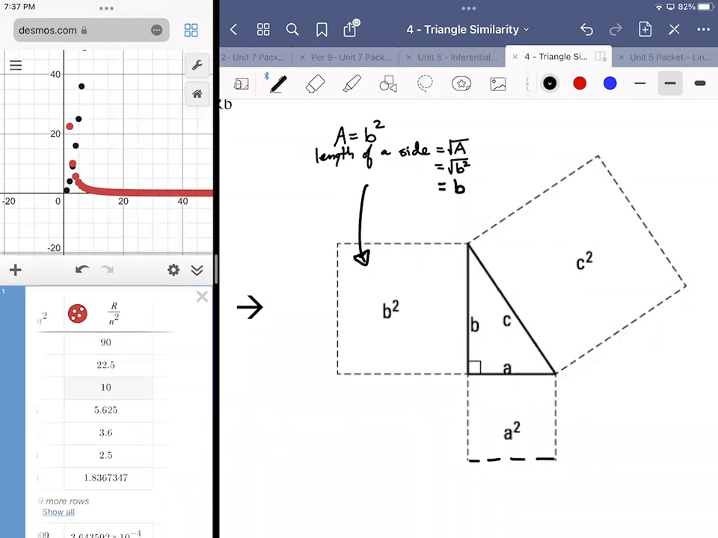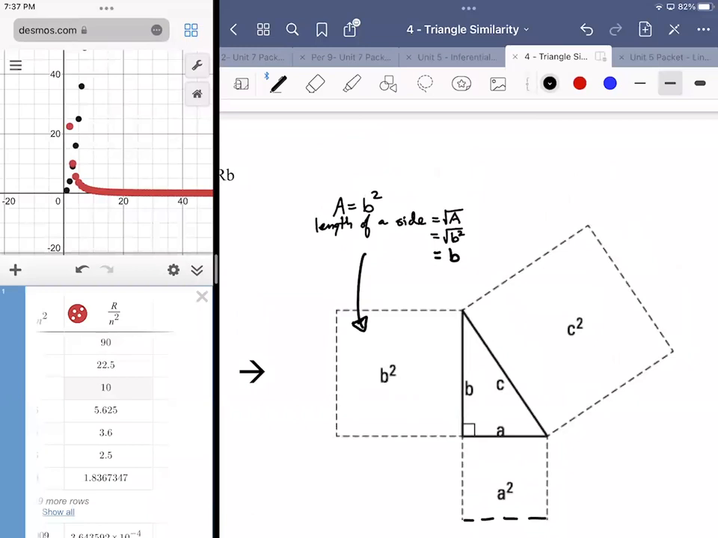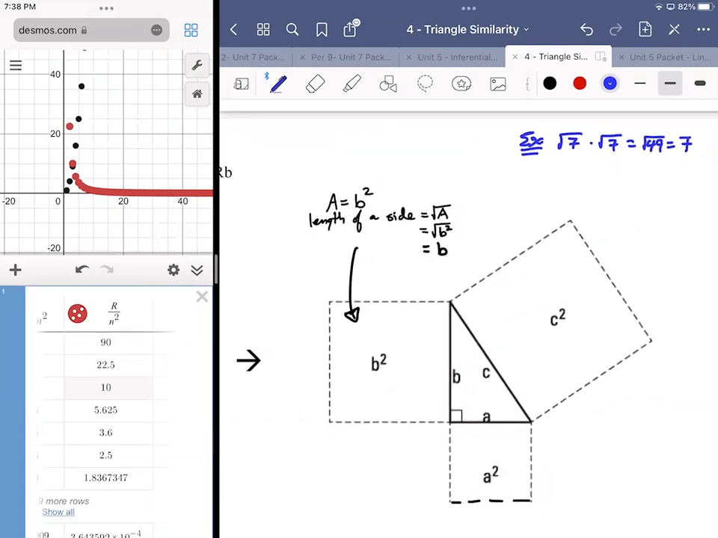And that's because, for example, I'll just jot this off on the side here. We were talking about this before. If I tell you to figure out what radical 7 times radical 7 is, that's going to be equal to radical 49, which in turn is 7. Radical 7 times radical 7 can be written as radical 7 squared.